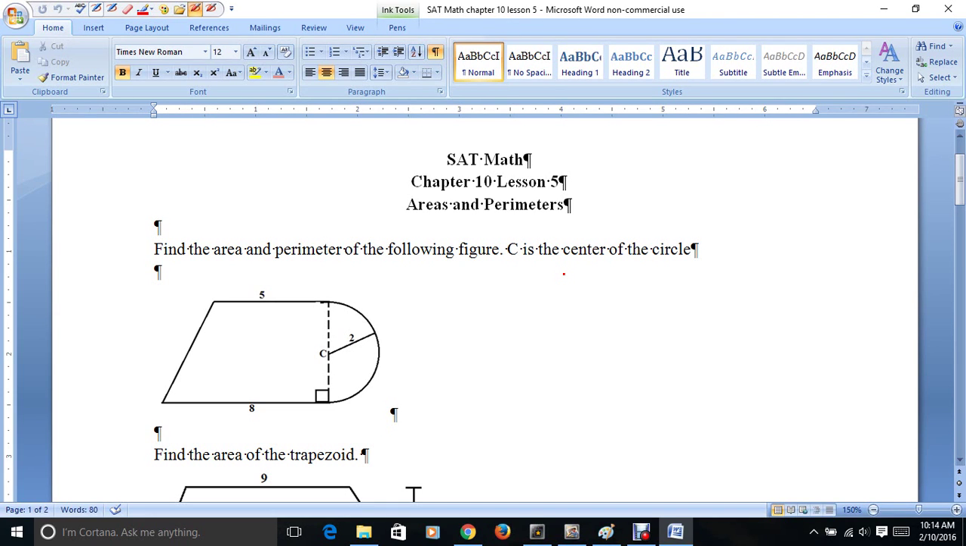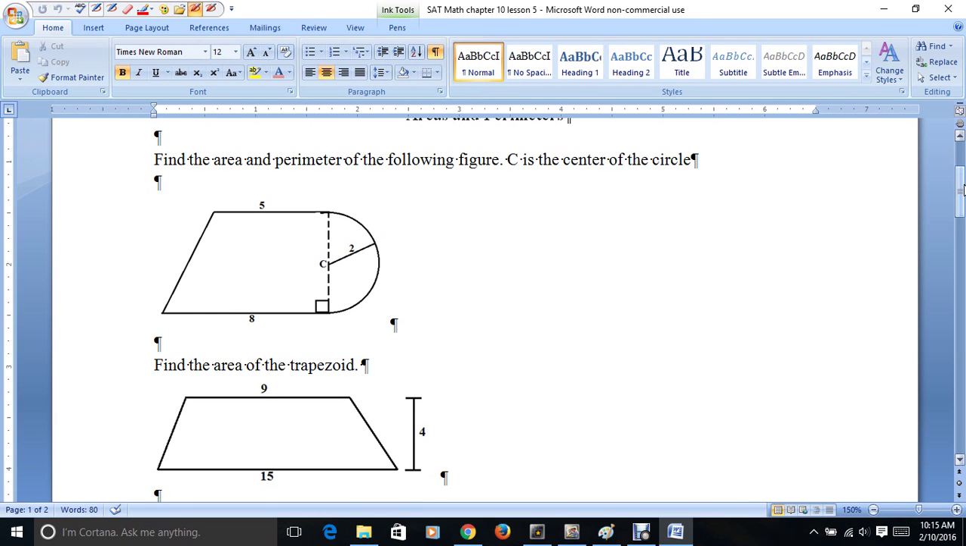Okay, this is chapter 10, lesson 5, which we didn't get to in class yesterday, and it's just about finding areas and perimeters of different kinds of figures. And so we're just going to be reminded of those different formulas. This first picture is basically just a triangle, a rectangle, and a semicircle attached together, and we want to find the area and the perimeter.